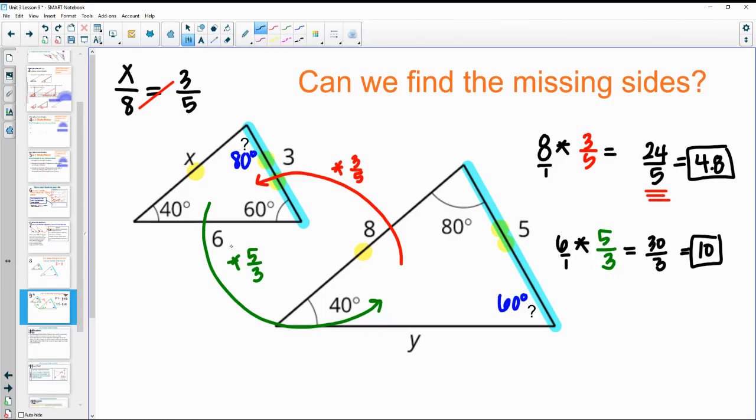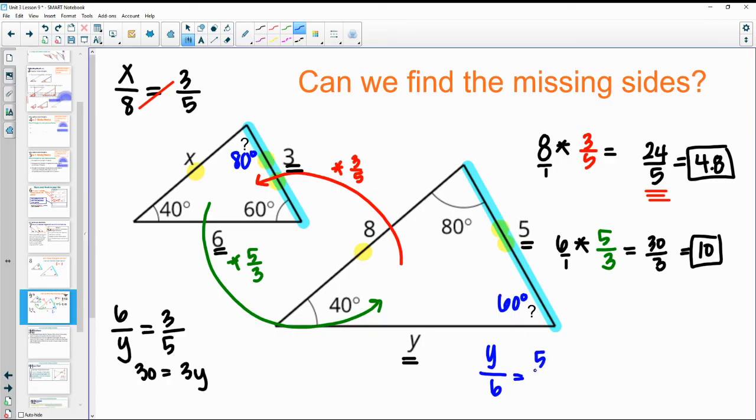Then you can do that again here. If you're looking at 6 compares to y, that should equal 3 compared to 5. We took a measurement here, small compared to big, and then small compared to big. Then you could cross multiply this and get 30 equals 3y and divide. You could also start with the y variable. Starting big to small, y over 6 equals 5/3. There are all sorts of different proportions you could set up. Again, you still get 30 divided by 3, and you get 10, just like we got there.